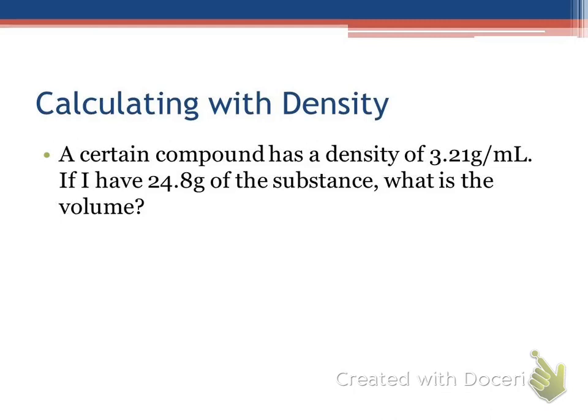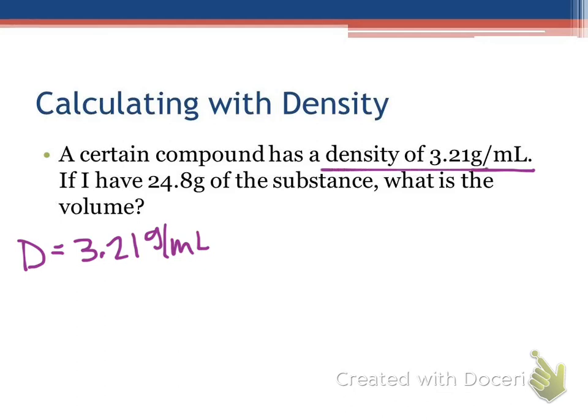Okay, so as we're reading through this problem, we need to start identifying our variables. So, if my unit is grams per milliliter, what do we know that has to be? What variable is that? That is my density, right? 3.21 grams per milliliter. And it says it has a density of that.